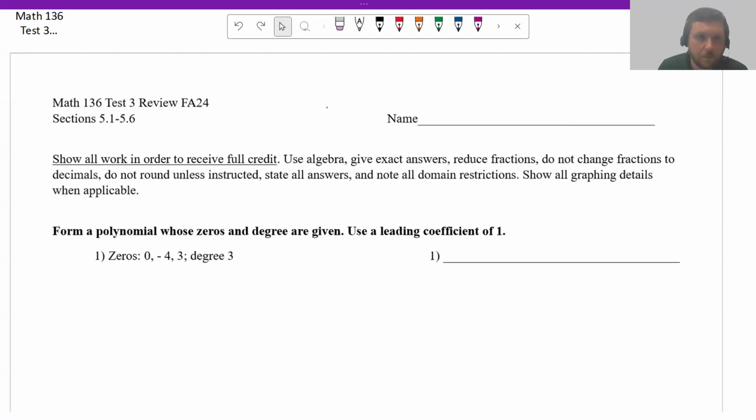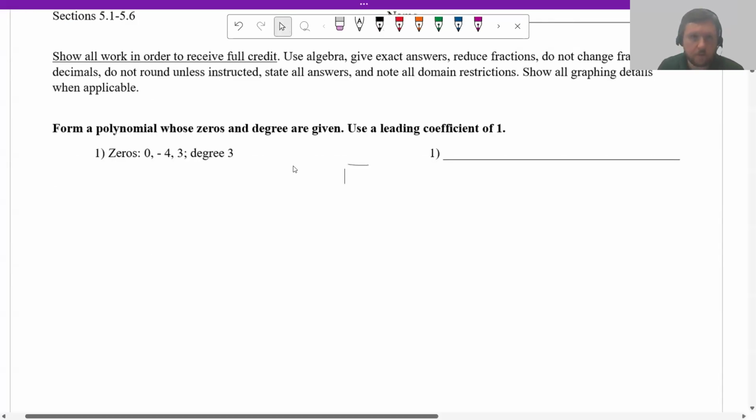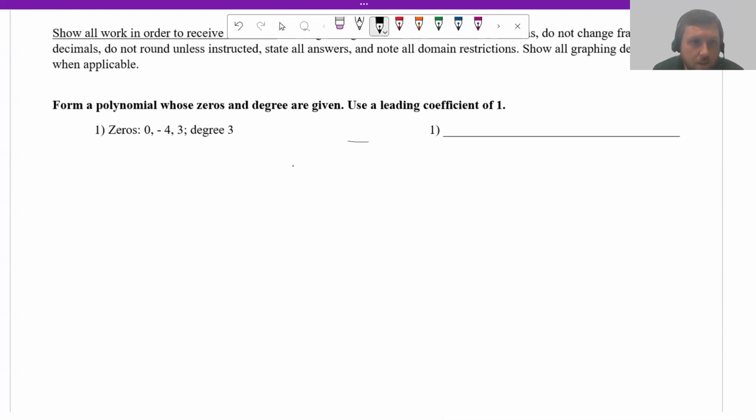Okay, here's the review for test 3. Number 1, form a polynomial whose zeros and degree are given. Use a leading coefficient of 1, and I have for problem 1 here, zeros 0, -4, 3, and degree 3. Well, I see if I have 3 zeros, then that's going to require at least 3 factors. So if it's going to be degree 3, then that's already telling me they'll all have a multiplicity of 1.